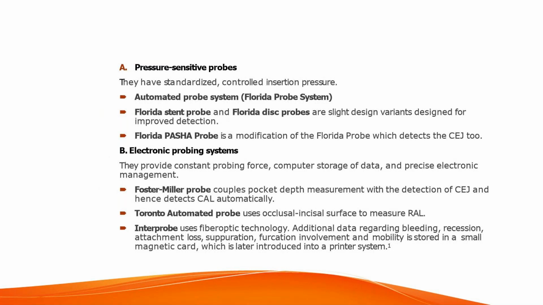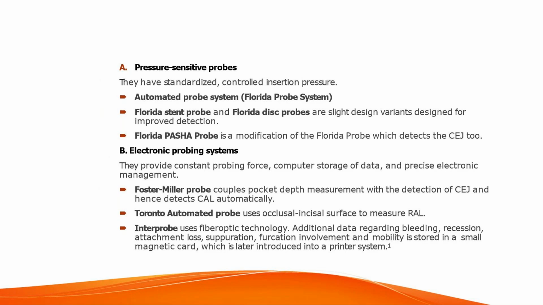Earlier you used to have only manual probes, but now with pressure sensitive probes, you have controlled, standardized insertion pressure. Under that we have three probes: the automated probe system, Florida stent probe, and Florida Pasha probe, which detects the CEJ, that is the cemento enamel junction. Secondly, we have electronic probing systems which provide constant probing force. The first ones were controlled insertion pressure, and the second are constant probing force. And they also have computer storage of data.